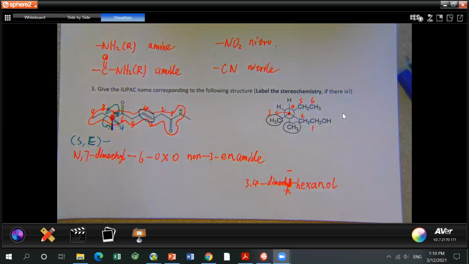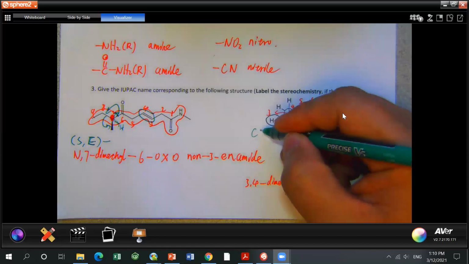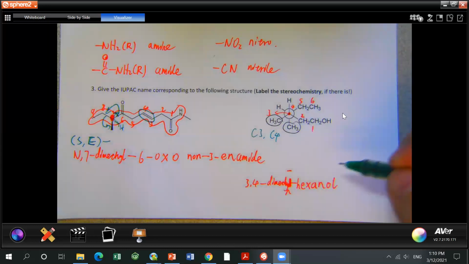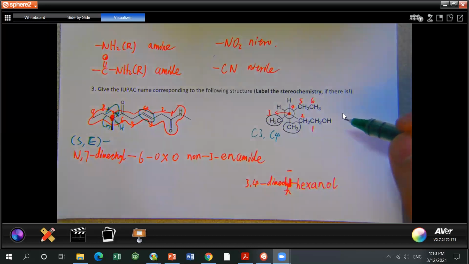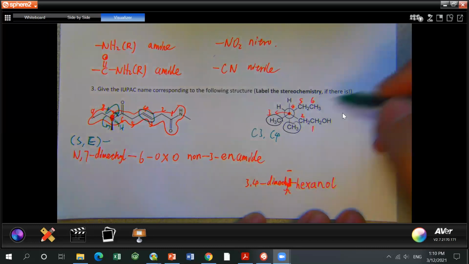All right, and then that's not done yet. So the more difficult part comes to how do we assign R and S for 2 chiral centers. So there are 2 chiral centers. One is carbon 4, and then one is carbon 3, C4, C3, because these 2 have 4 different attachments. All other carbons have either 1 or maybe 2 that are the same, only these 2 don't.